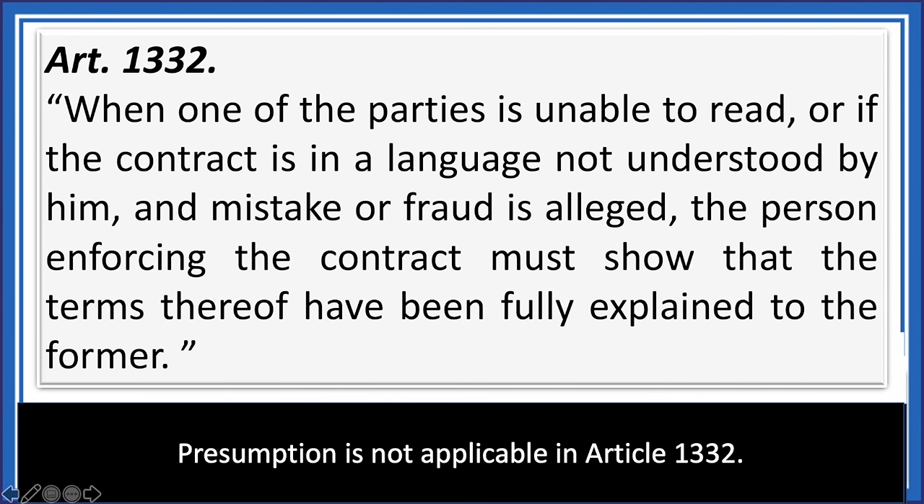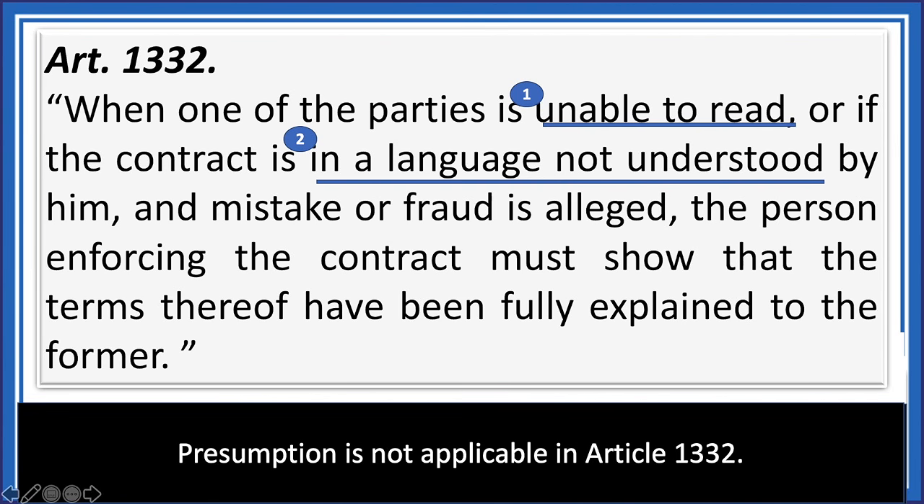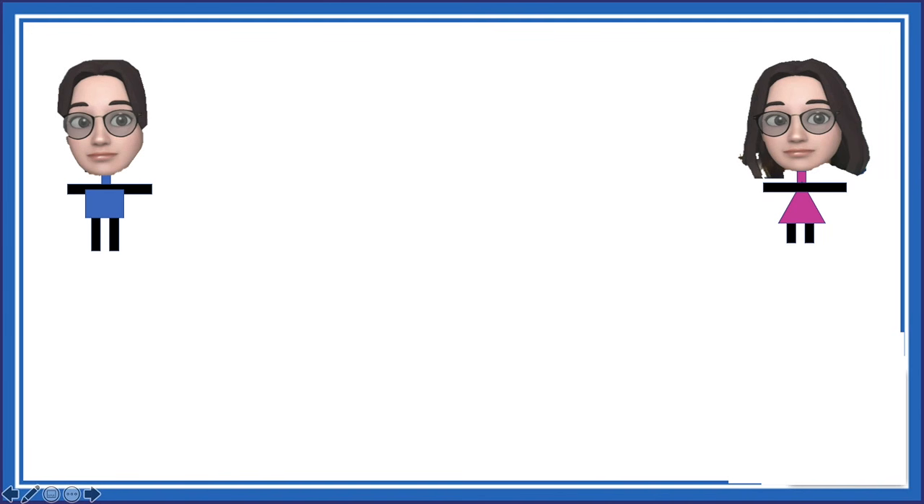Now, these provisions contemplate two situations actually, di ba? Or two cases. First, when one of the parties is unable to read. So, meaning kasama dito yung mga bulag, di ba? And second, if the contract is in a language not understood by one of the parties. Okay? Now, example, if si Pogi is actually, sabihin na natin na bulag siya.